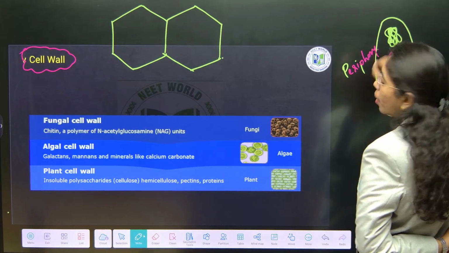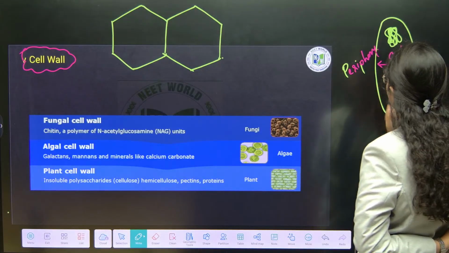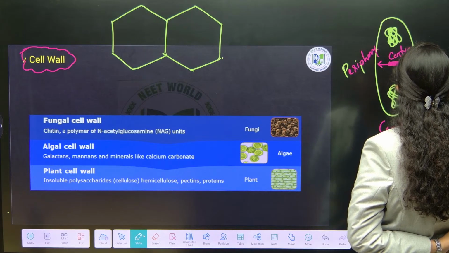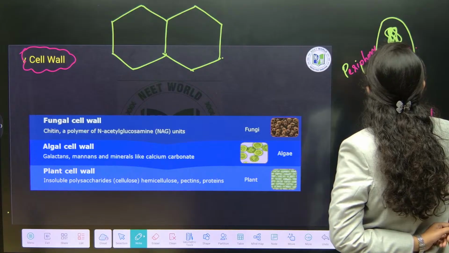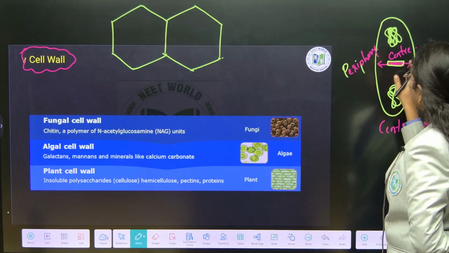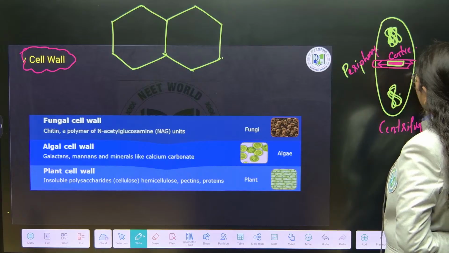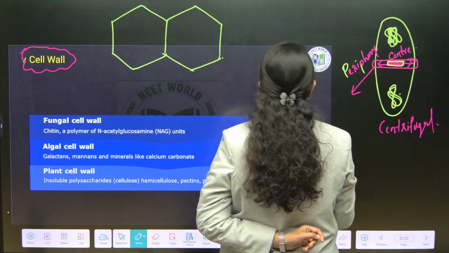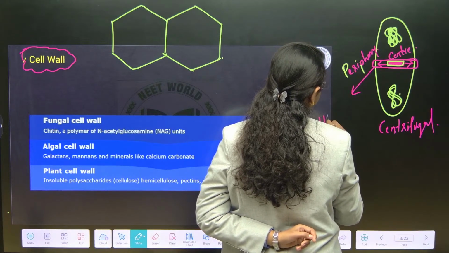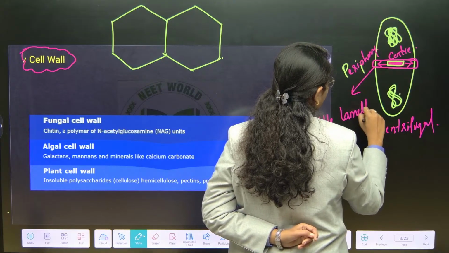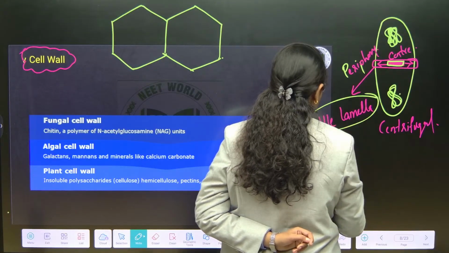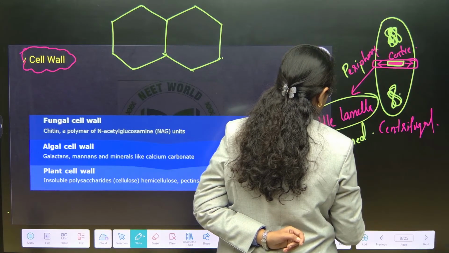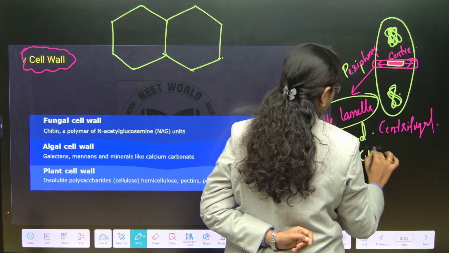This mode of cell plate formation is called what? Centrifugal type of cell plate formation or cell wall formation. The cell plate which is formed at the center, as it moves to the periphery, once it is completed, adjoining the two cells, this is known as what? Middle lamella. The first formed layer is the middle lamella. Remember, this middle lamella is the first formed layer of the plant cell wall.